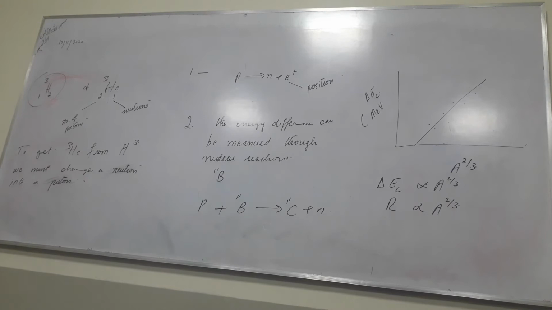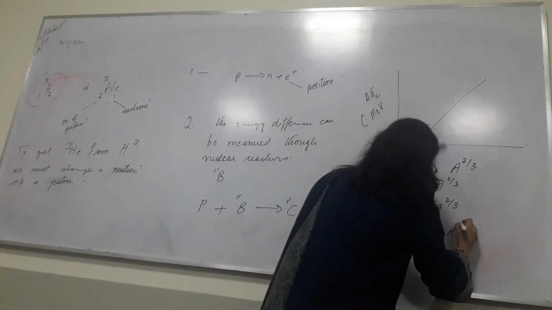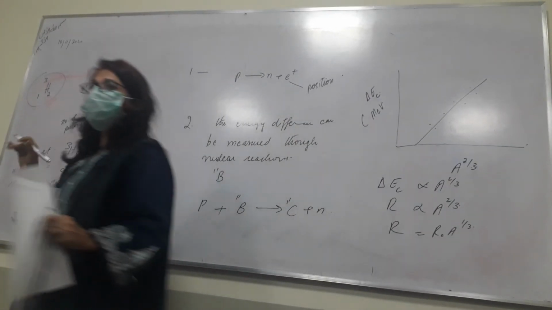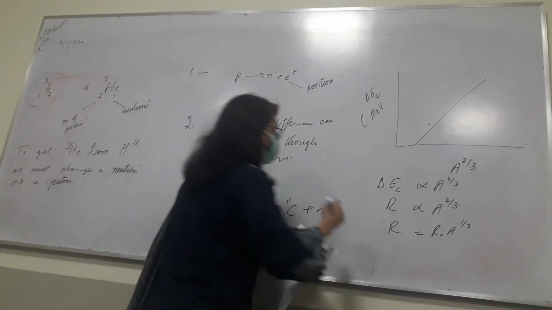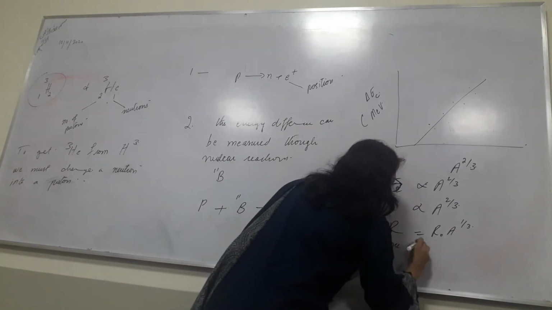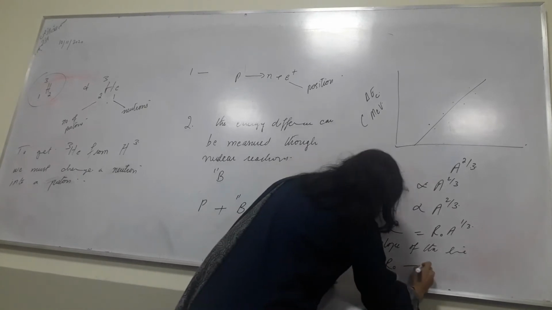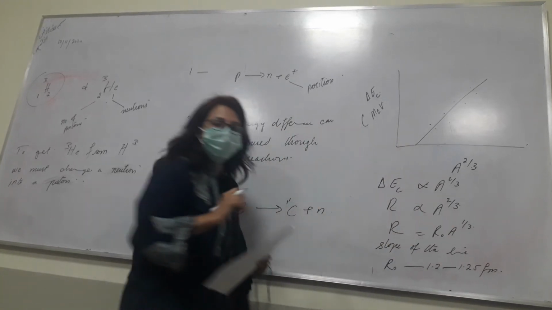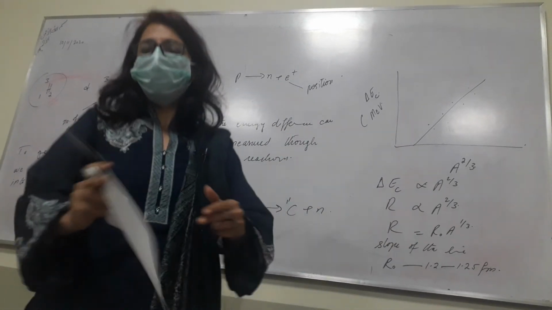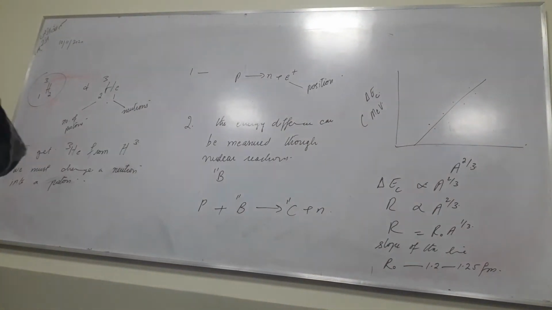And you remember last time in the previous classes we studied an equation where we had R is equal to R naught A raised to 1/3, where R naught was a constant. So, therefore, the slope of this line will give you R naught. And this has a value that ranges from 1.2 to 1.25 femtometers. So, this is another way that the radius of this nucleus was determined.